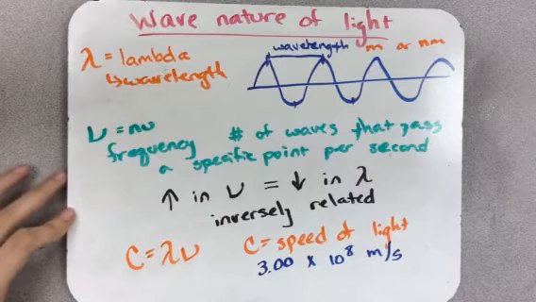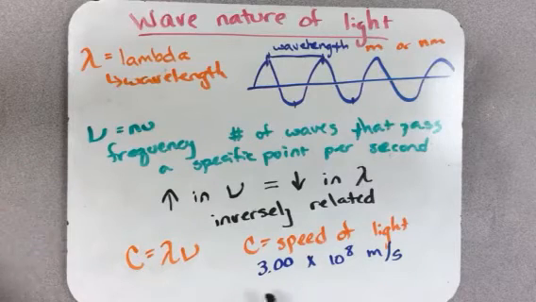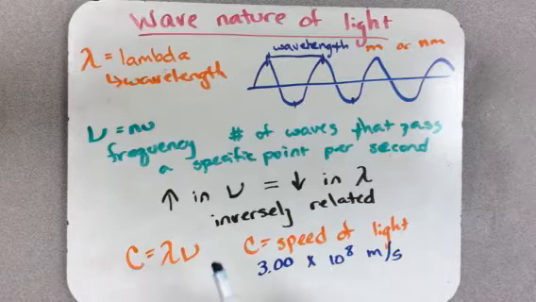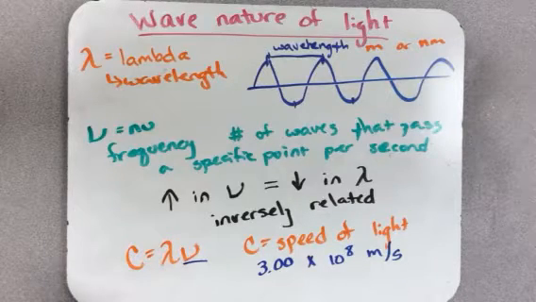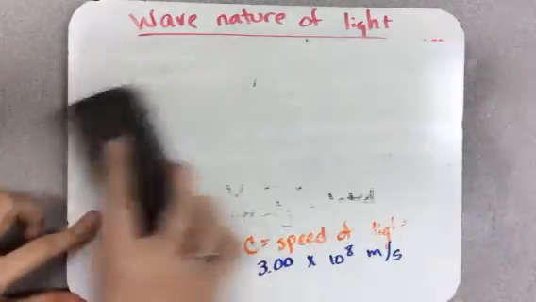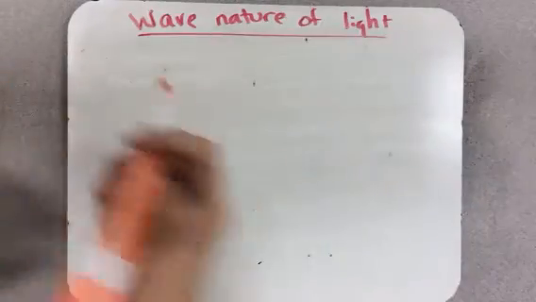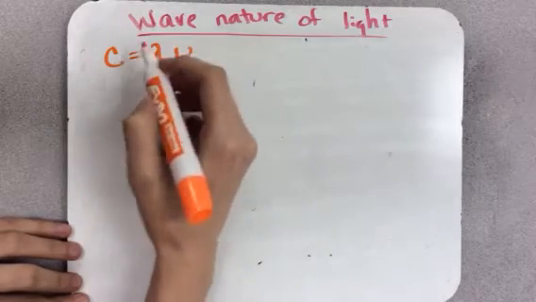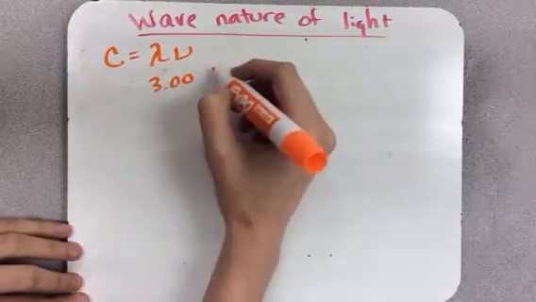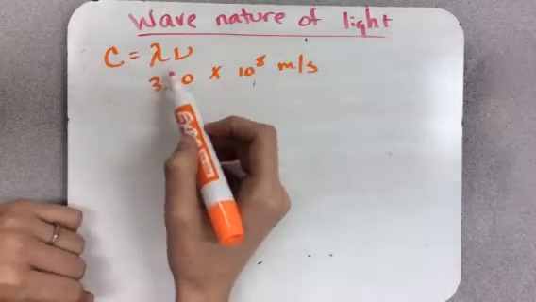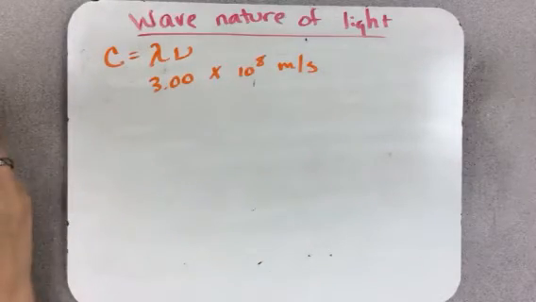So what can we do with this information? If we have the speed of light and I give you the wavelength of some type of radiation, we can actually determine the frequency. Okay, so let's try a practice problem in which we do just that. So I will rewrite the equation. c equals lambda nu. This is c equals 3.00 times 10 to the 8th meters per second. Lambda is wavelength and nu is frequency.